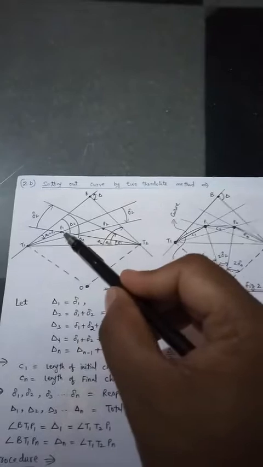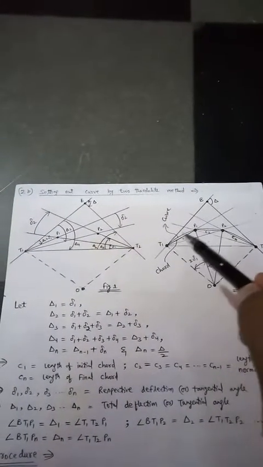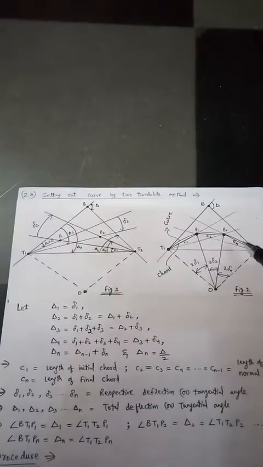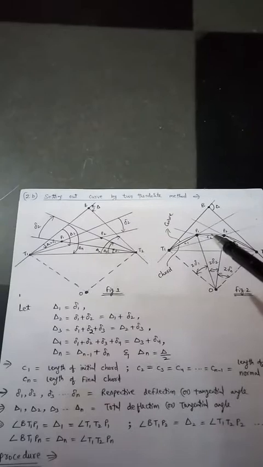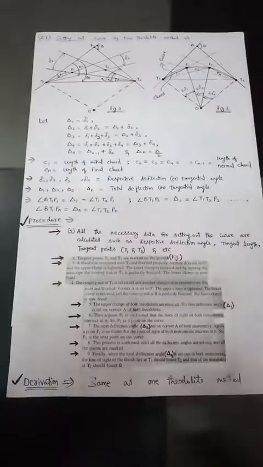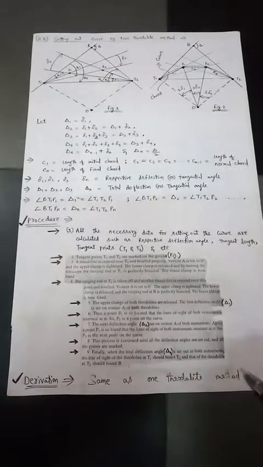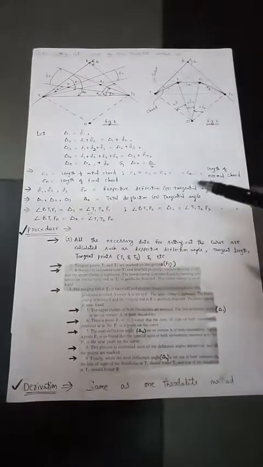So finally the points T1, P1, P2, T2 are joined with the help of rope or thread, and we will get the shape of the curve. So this is a simple curve used for roads or railways. The derivation is the same as that of the one-theodolite method. In this we will learn the procedure and derivation.